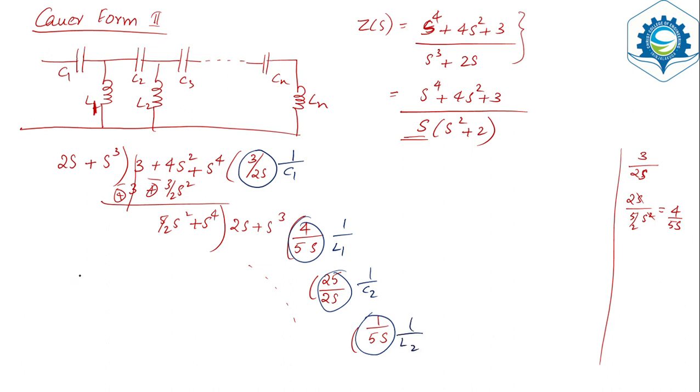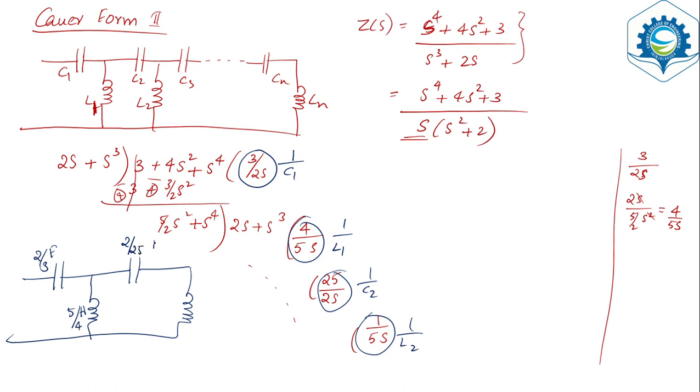So when you're drawing the figure, what will you start with? You'll start with a capacitor. How many capacitors are you having? 2 capacitors, and you are having 2 inductors. And what will be the values? 3 by 2 is equal to 1 by C1. So if you want C1, you have to reverse it. That will be 2 by 3 farad. Again, the inductor, you have to reverse it. 5 by 4 Henry. 2 by 25 farad. And last but not the least, 5 Henry. So this is your Cauer Form 2.